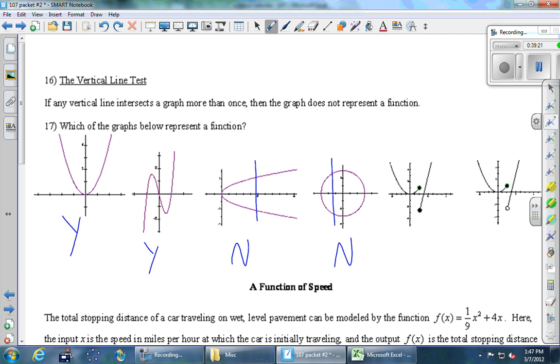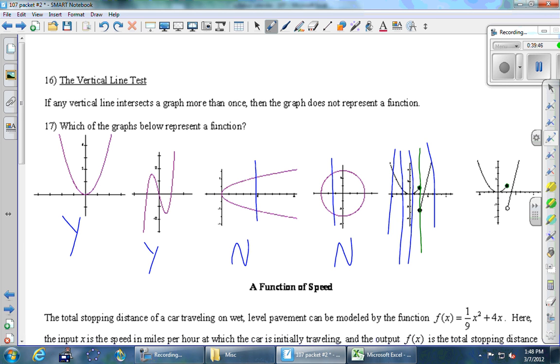Fifth one? Fifth one is where it gets a little bit sticky. How many times does that vertical line hit the graph? Once. That one, that one, that one. How many times did they all hit the graph? Just once. But the question is, can you find a single vertical line that hits the graph twice? And in this case, you can.